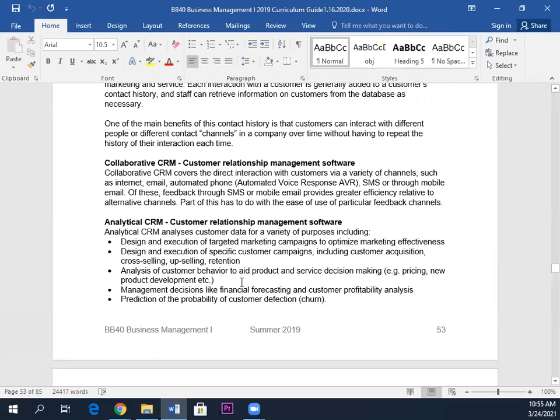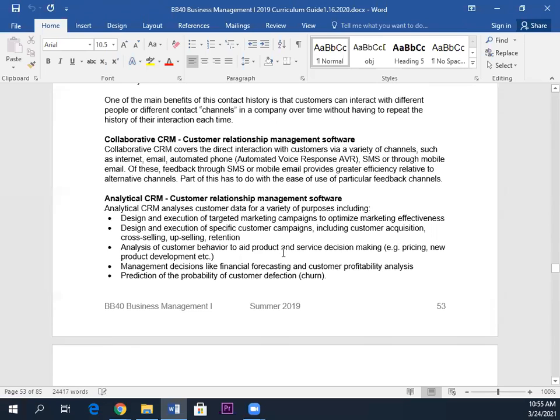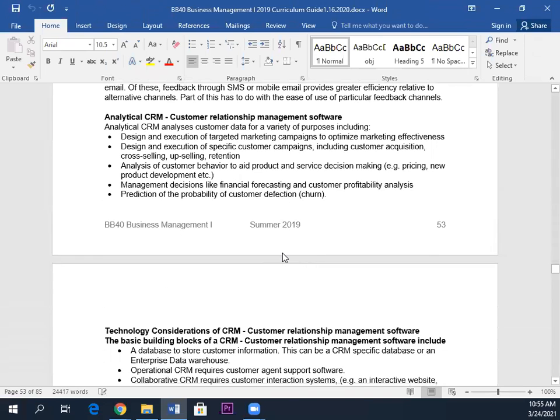Analytical CRM, so customer relationship management software. Analytical CRM analyzes customer data for a variety of purposes, including design and execution of targeted marketing campaigns to optimize marketing effectiveness, design and execution of specific customer campaigns, including customer acquisition, cross-selling, upselling, or retention, analysis of customer behavior to aid product and service decision making, management decisions like financial forecasting and customer profitability analysis, and predictions of the profitability of customer defection.